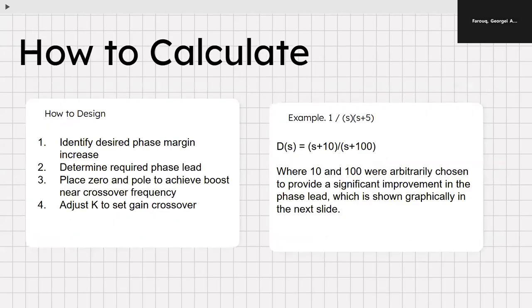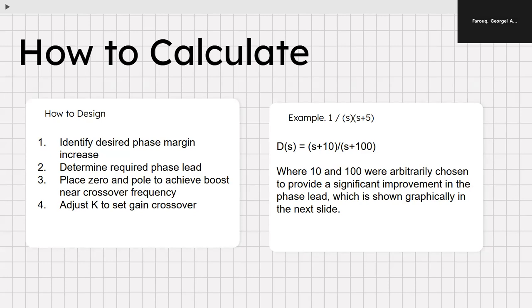To calculate this, you identify the desired phase margin increase that you want to get. You determine the required phase lead. You place a zero and pole to achieve a boost near the crossover frequency, and then you adjust K to set the gain crossover. So in this example, we'll use G(s) = 1 over s times (s + 5).